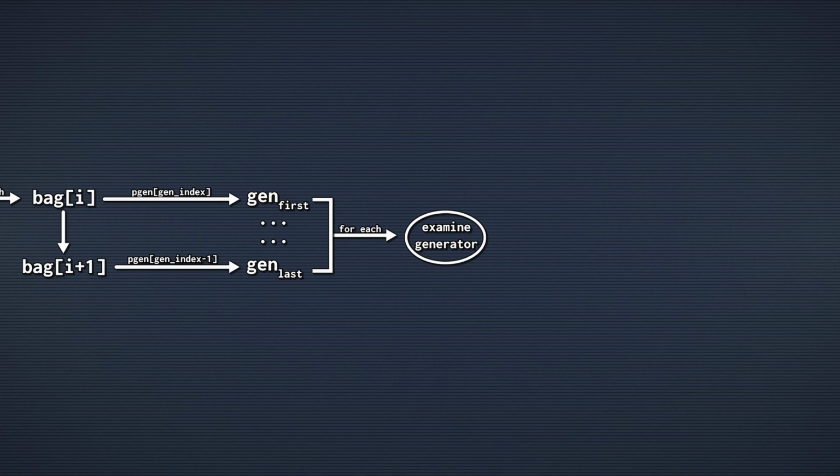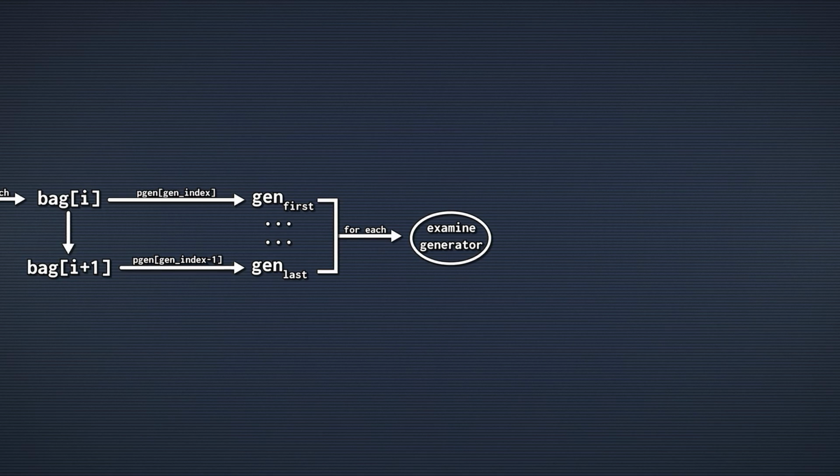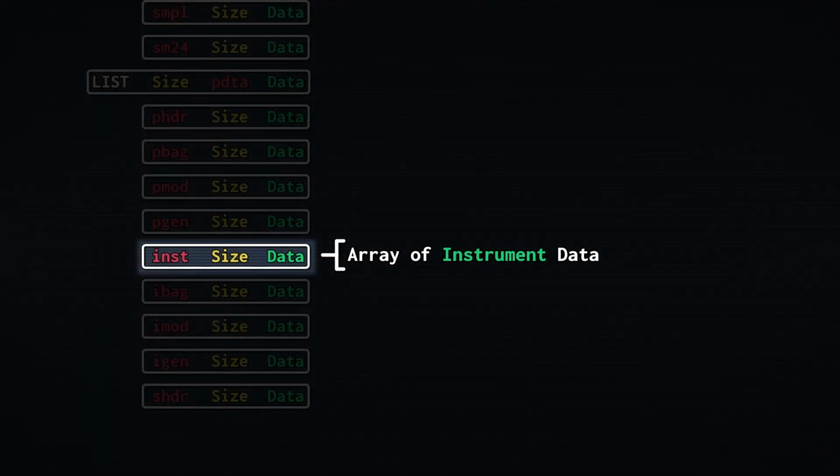Now, I'm not entirely sure which generators can occur at the preset level, primarily because in practice, I've only ever seen Soundfonts specify a single one, which is the only essential one, generator 41. This is the instrument generator. It always comes last in the generator list, and its value simply tells us where to find the instrument header related to this preset zone inside the inst chunk.